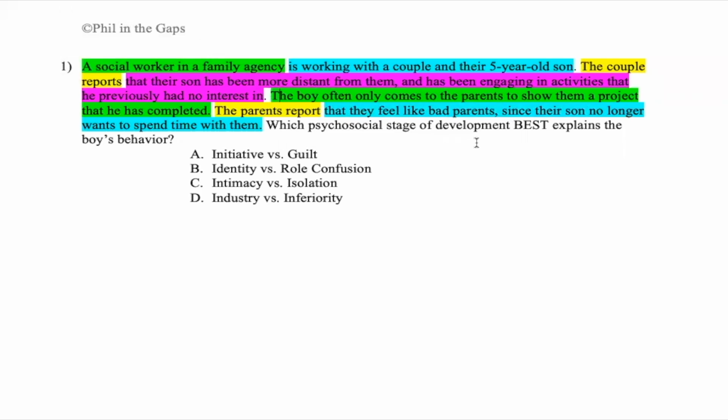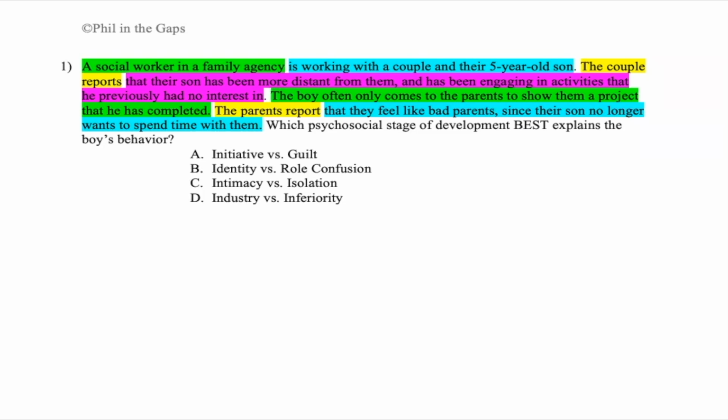Which psychosocial stage of development best explains the boy's behavior? First, next, best, most, and should all mean the same thing, so do not let that one word dictate how you answer the question. Let's break down each stage, compare it back to the question, and see what we're looking at in particular.